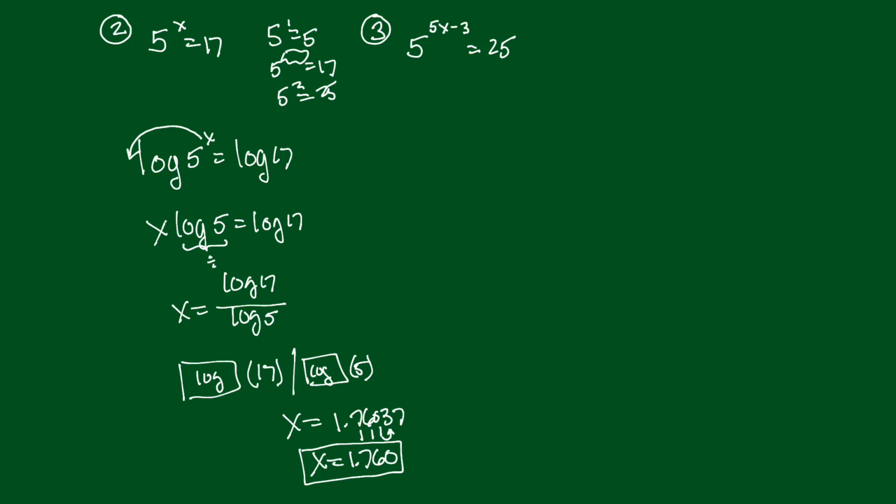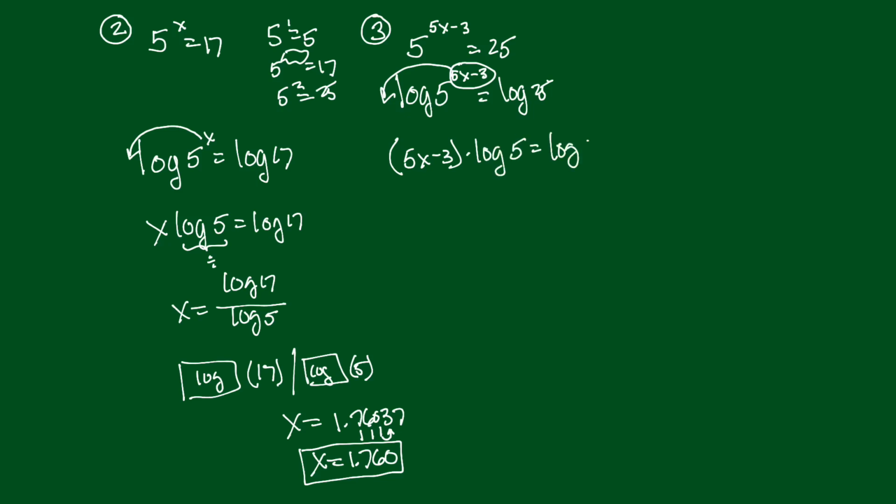So I'm going to take the old common log. So I'm going to get the log of 5 to the 5x minus 3. This will be the log of 25. Now here's the exponent. We'll bring that down as a multiplier, but I need parentheses to capture all of it. So it's going to be quantity 5x minus 3 times the log of 5. That's equal to the log of 25.